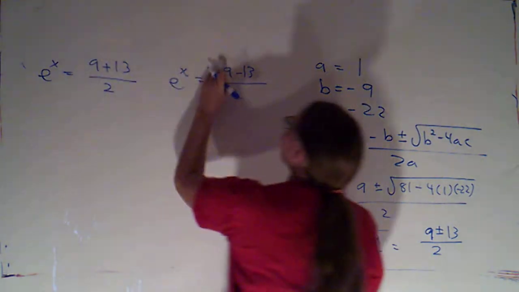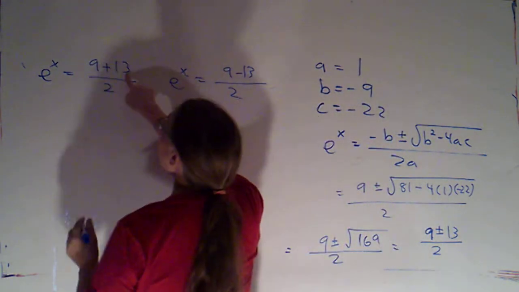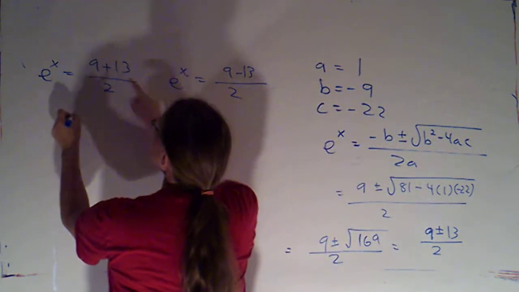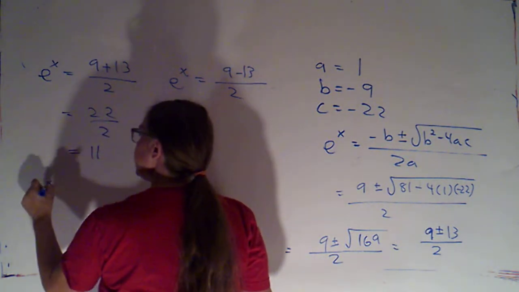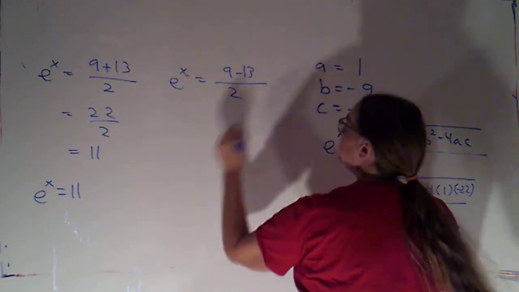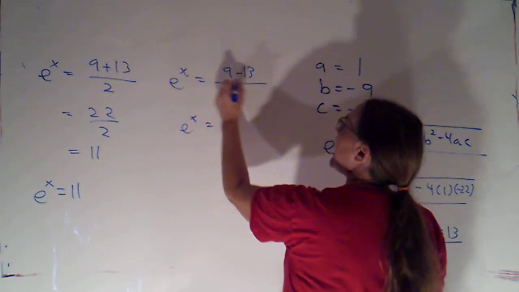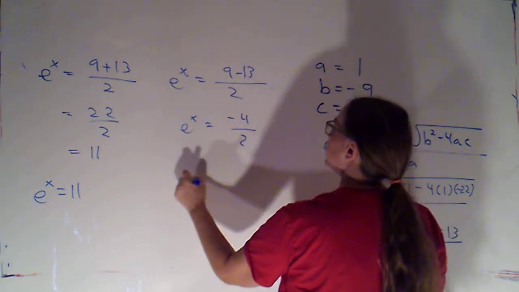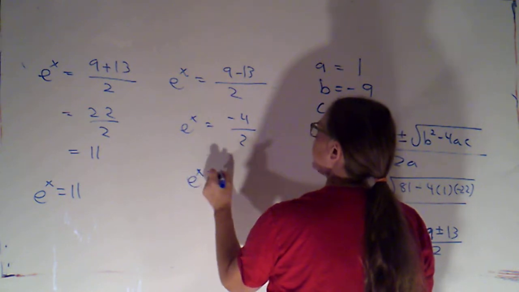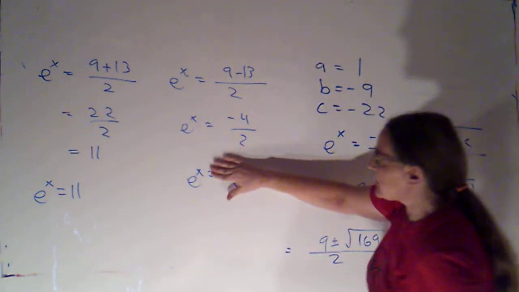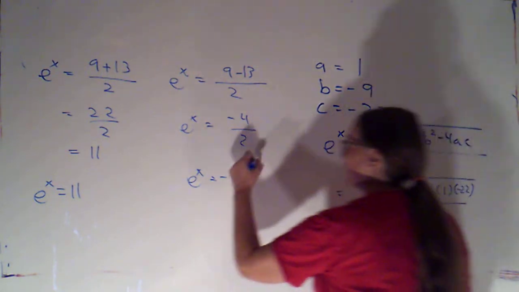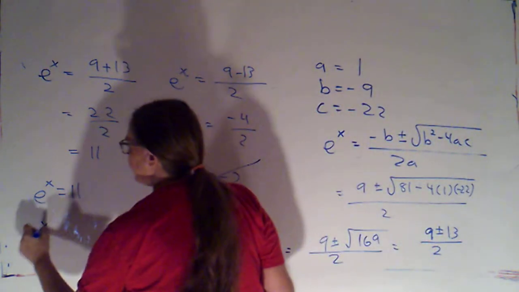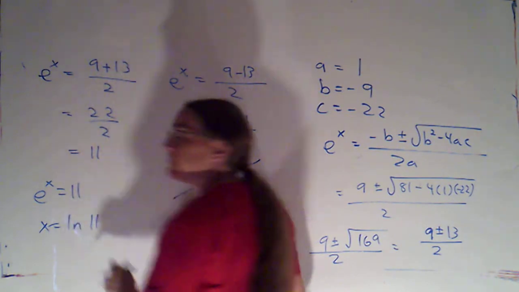Let's fix that. Okay, so 9 plus 13 is going to give me 22 over 2. That would be 11. So we're getting e^x equals 11. Here, e^x equals 9 minus 13, which is negative 4, over 2. We're getting e^x equals negative 2. Notice, those are the same two things we got by factoring. This has no solution, and this becomes x equals the natural log of 11.